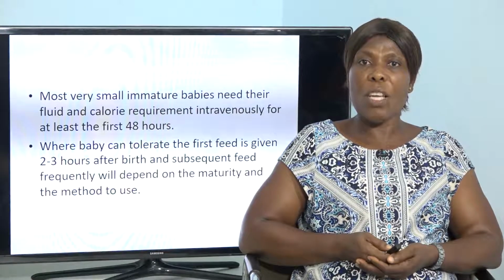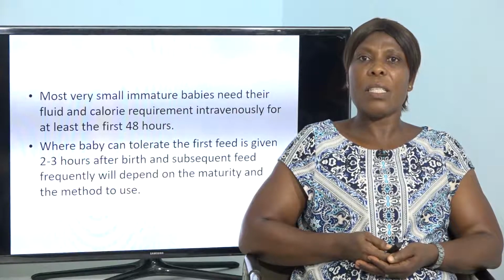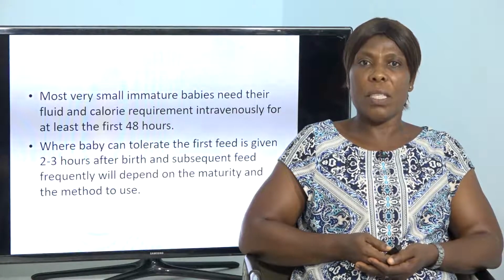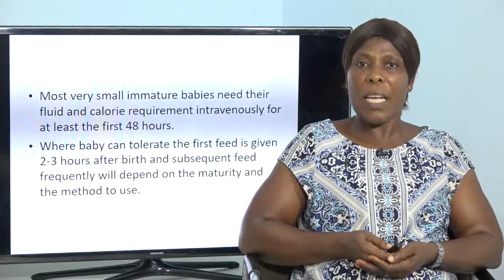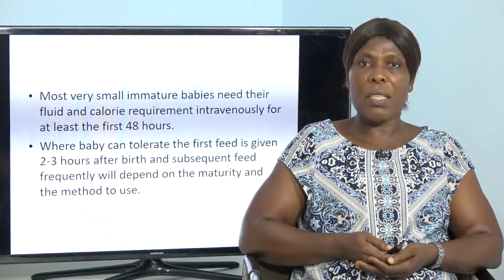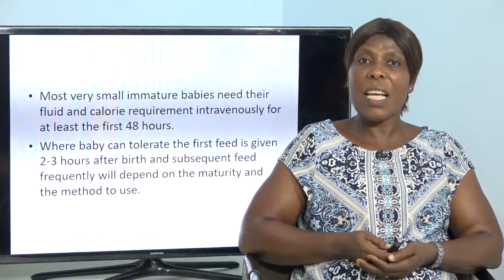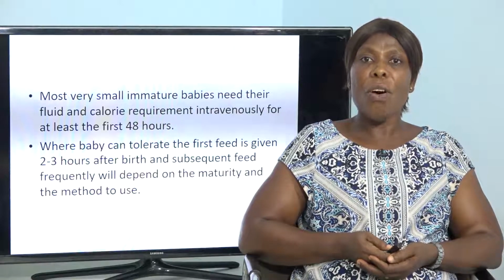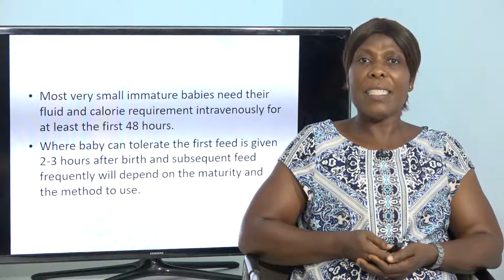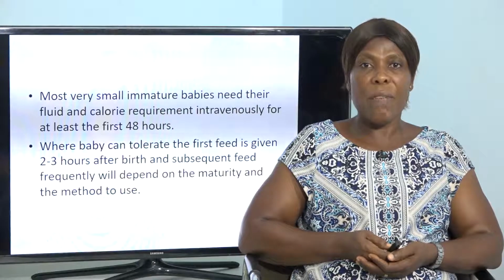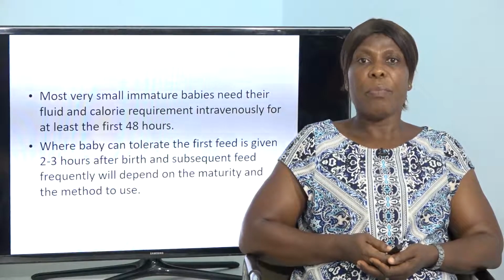Most very small immature babies need their feed and calorie requirements intravenously. So some of them cannot go straight to the breast, depending on their gestational age, but we need to pass an NG tube, or we can pass a line and then we give them IV fluids.